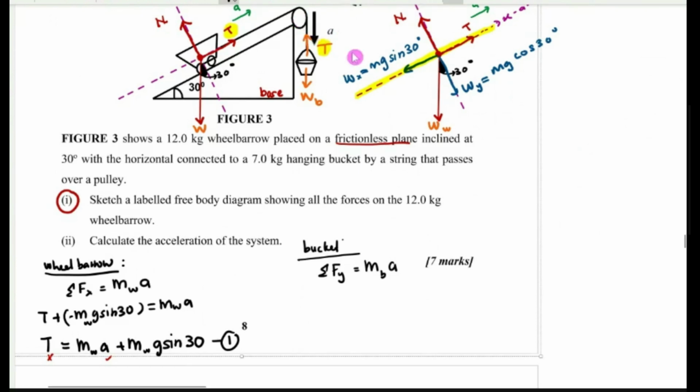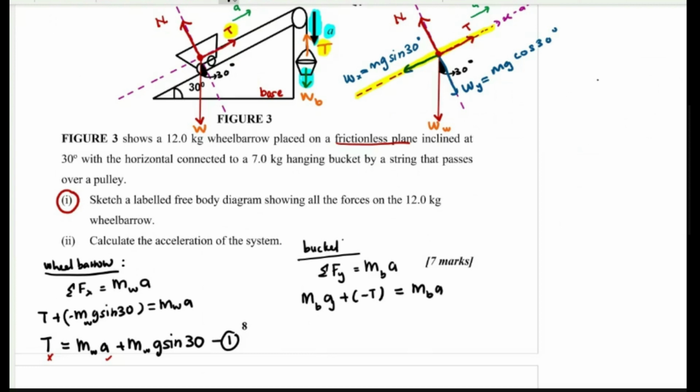Sini. Kat sini. W tolak T. Because W is the same direction with T. So W is downward. Same direction dengan T pula. W is the same direction with the acceleration, dengan A. So WB tu yang positif. So dia akan jadi WB, mass of the bucket mg, tambah negatif T equal to MBA.